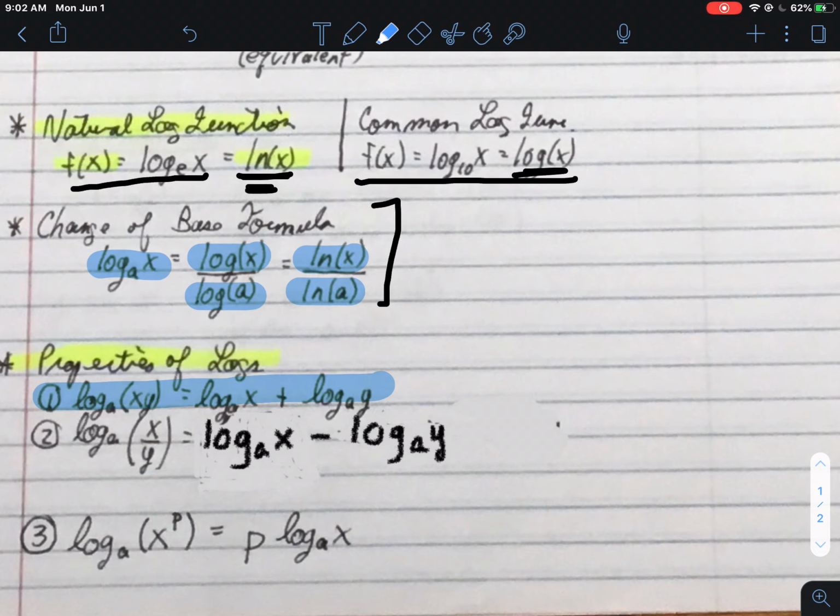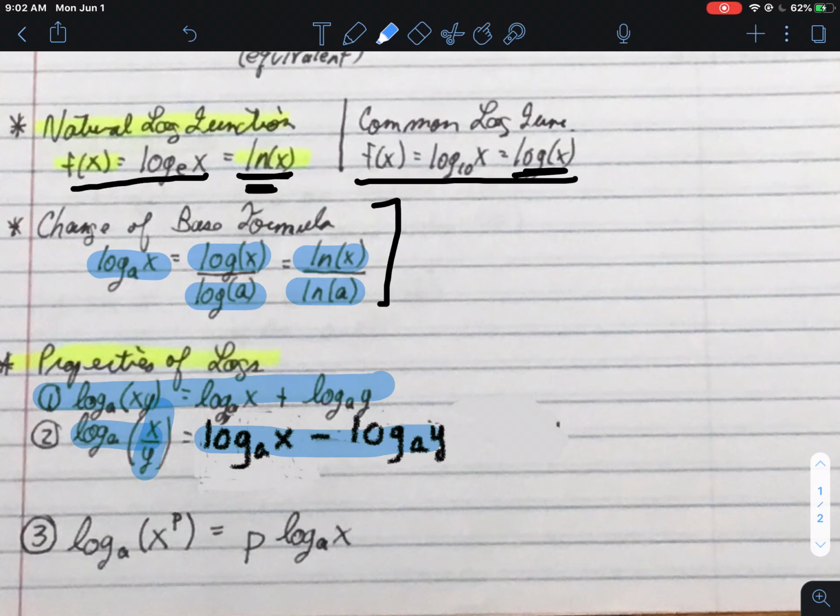If I have a log of a product, number one, so notice my argument is the product of x times y, I can rewrite that log as the sum of log base a of x plus log base a of y. So in other words, we say the log of a product is equal to the sum of the logs. Conversely to that, the log of a quotient. Here's log base a of x over y, where the argument is a quotient. That is equivalent to saying log base a of x minus log base a of y.